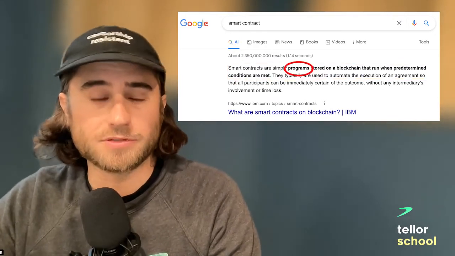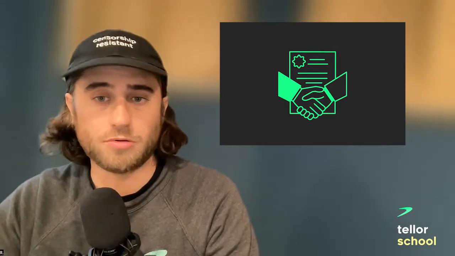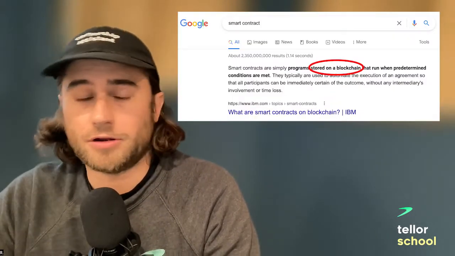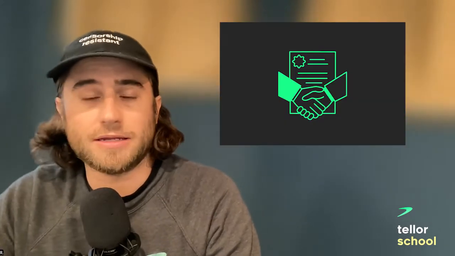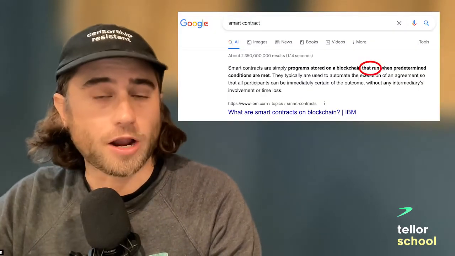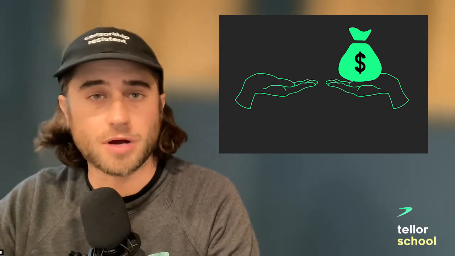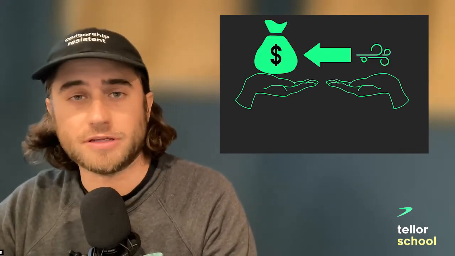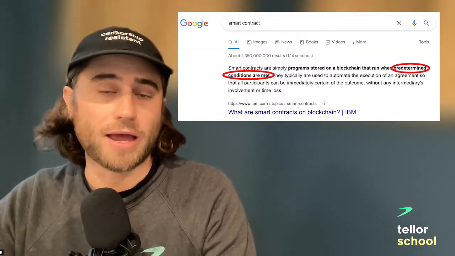So programs would be the contracts themselves between two or more people stored on a blockchain. In a normal contract, it would probably be stored as a legal document, either in your own dresser drawer under a pillow, and then that executes. So if you're in a contract with someone to pay a certain amount of money, when that money is fully handed over, and it's run when predetermined conditions are met. I will give you $50 if the Suns beat the Mavericks in the playoffs.